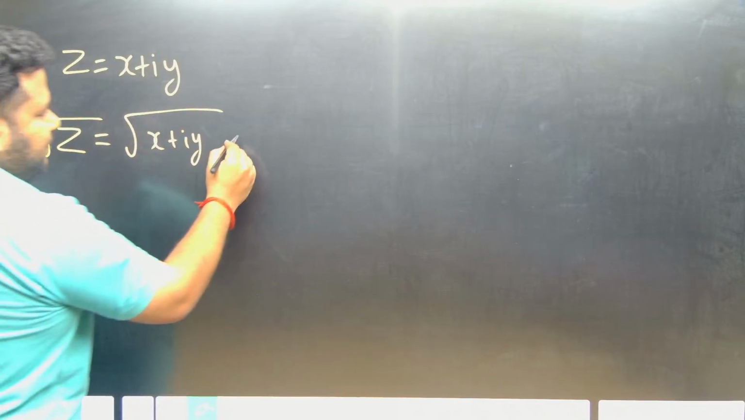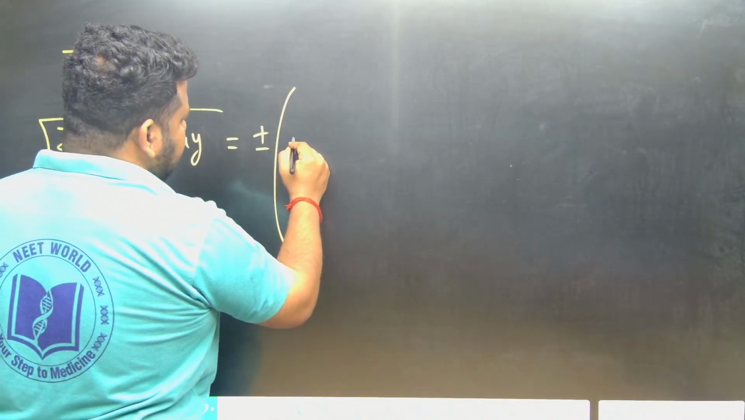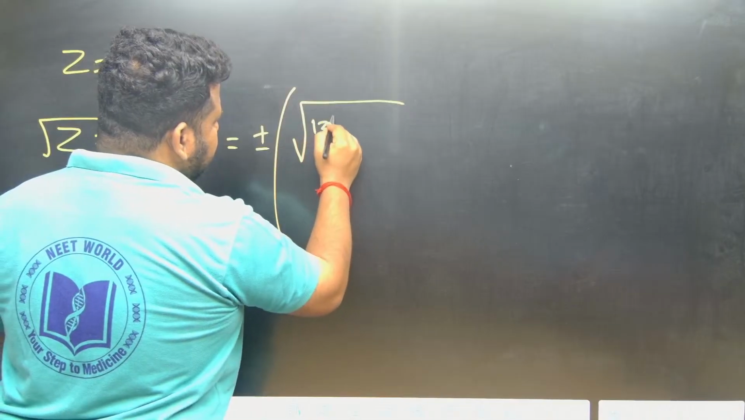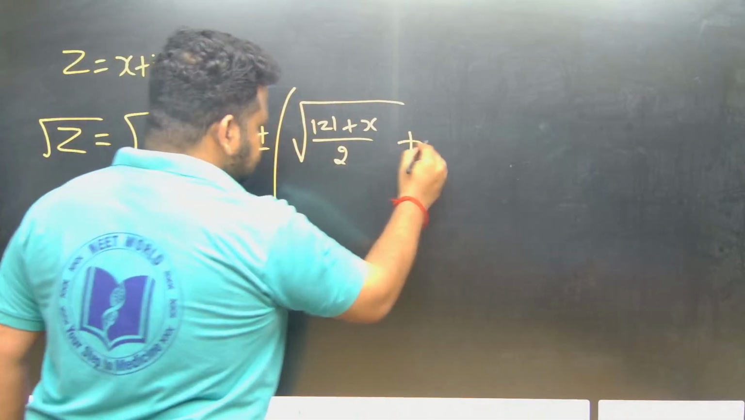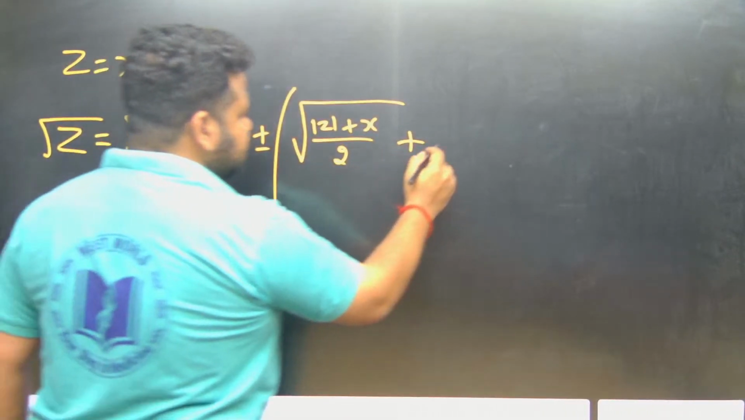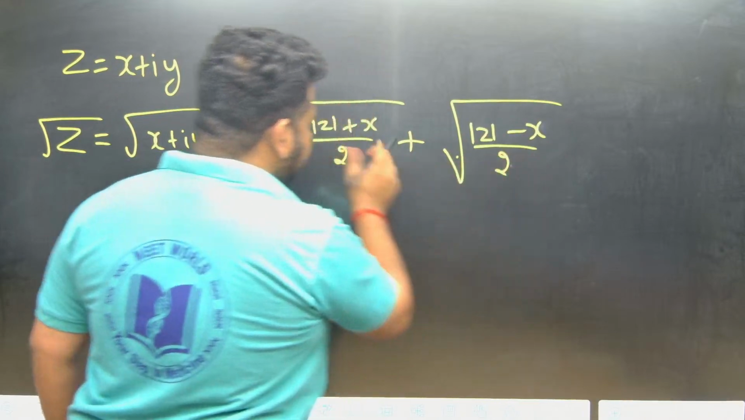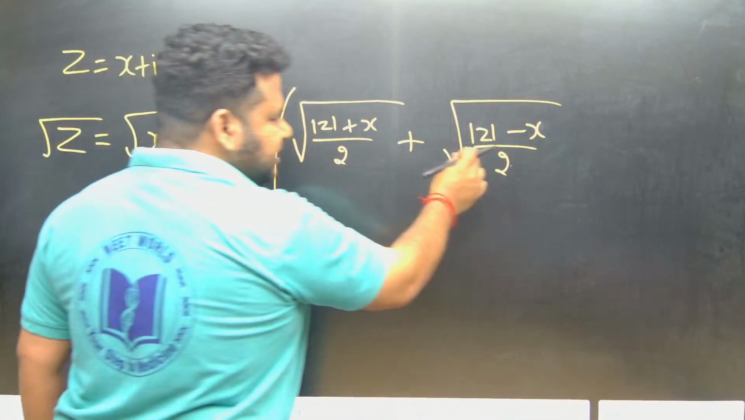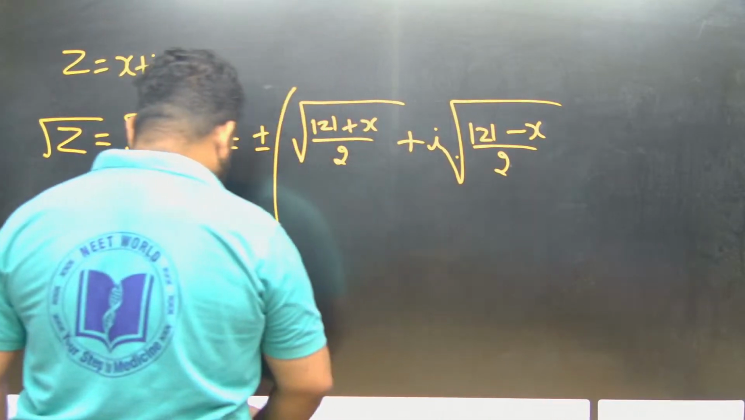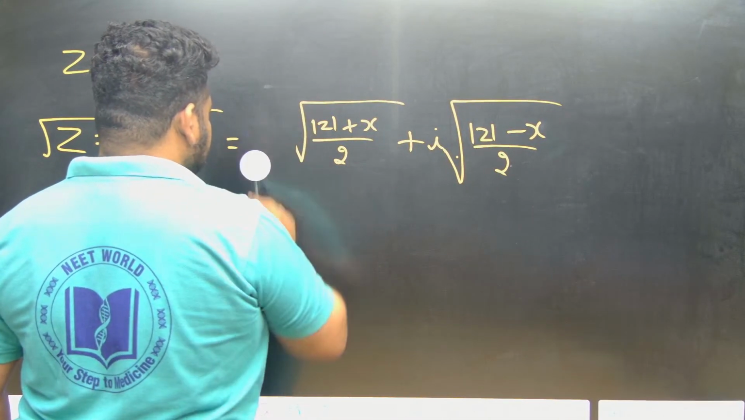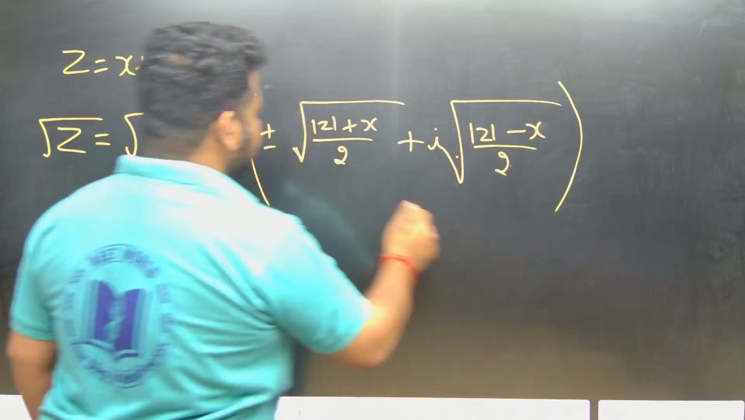For this we have a formula: plus or minus, under square root, mod z plus x by 2, plus, since here it is plus, here also plus should come, i times the square root of mod z minus x by 2. One is mod z plus x by 2, another one is mod z minus x by 2. Here i should come. This is how you will find the value of the square root of a complex number. Plus or minus should come for the entire thing.